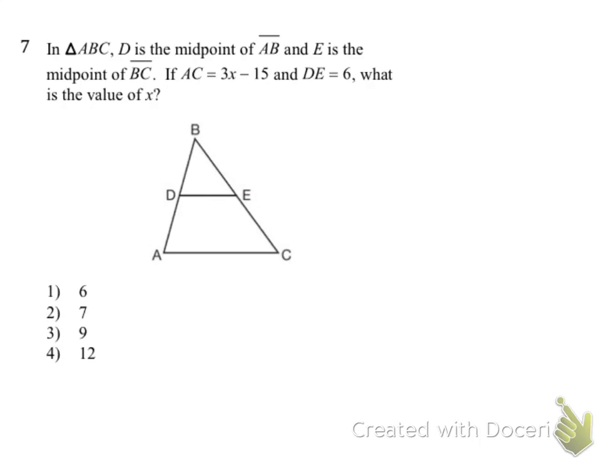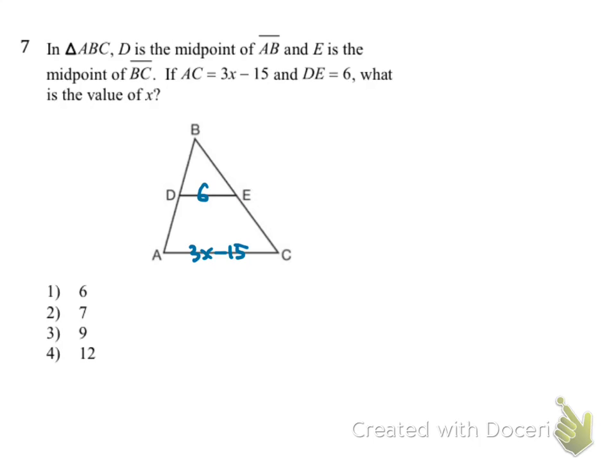Alright, let us look at number 7. Same idea as before. Here, DE is equal to 6, and AC is equal to 3x minus 15. Now, what is the value of x?